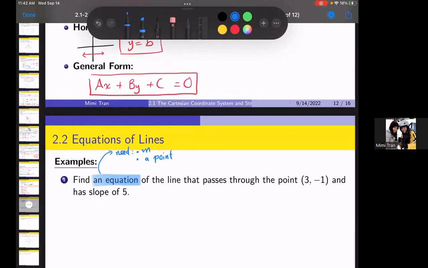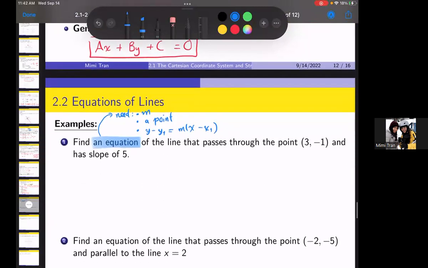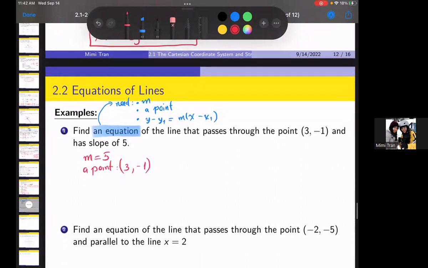They give me a point to start with. And then the third thing you need is to remember the formula, y minus y1 equals m times x minus x1, to plug it in. Do I have a point? Yes. I have a slope. Yeah, the slope is 5. A point is (3, -1). All I have to do is just plug it in.